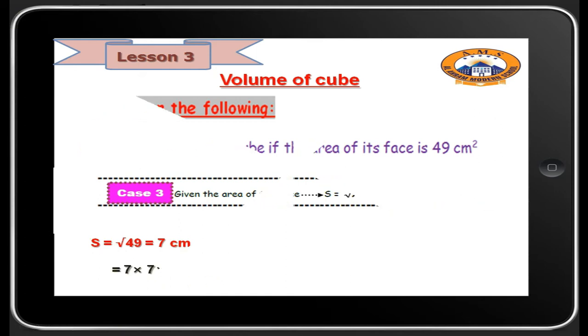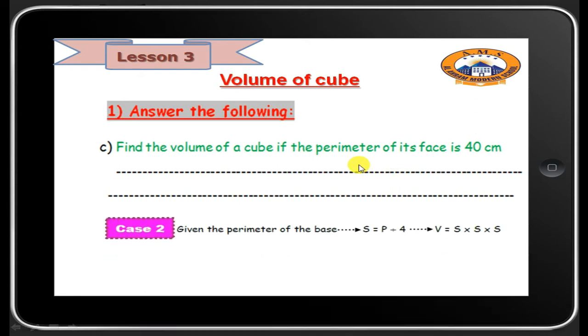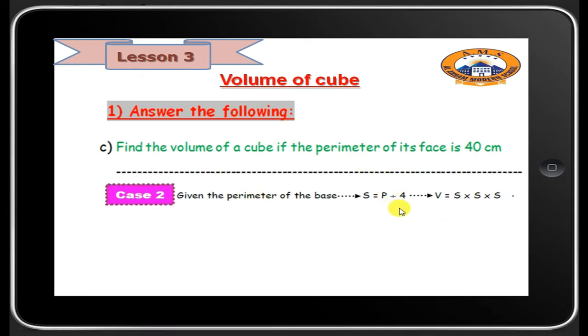Okay, another idea with another exercise. Find the volume of the cube if its perimeter is 40 centimeters. I told you, when they give you the perimeter, all you have to do is divide the perimeter by 4 to get the side length.